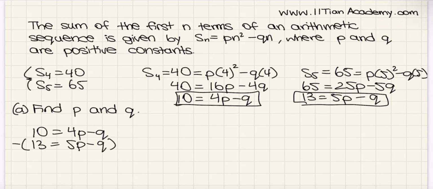10 minus 13 is negative 3. 4P minus 5P is negative P, and negative Q minus negative Q is 0. So we're left with negative 3 is equal to negative P. That means P is equal to 3.